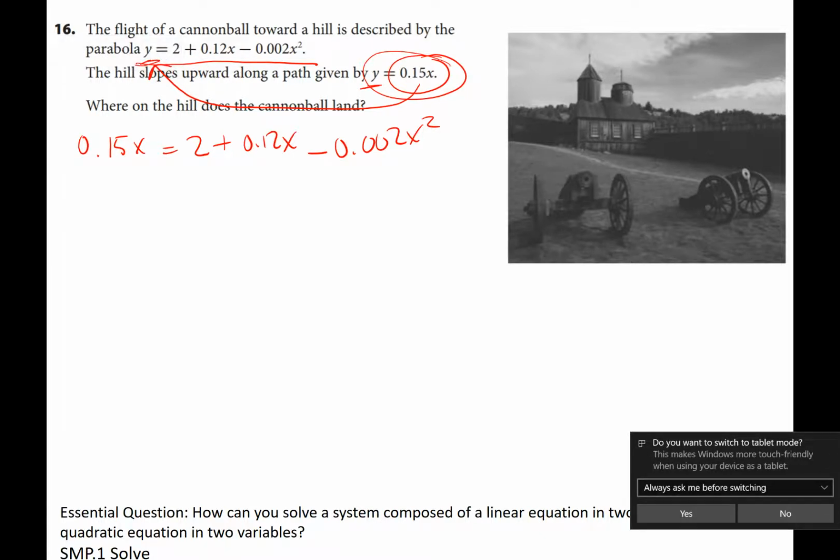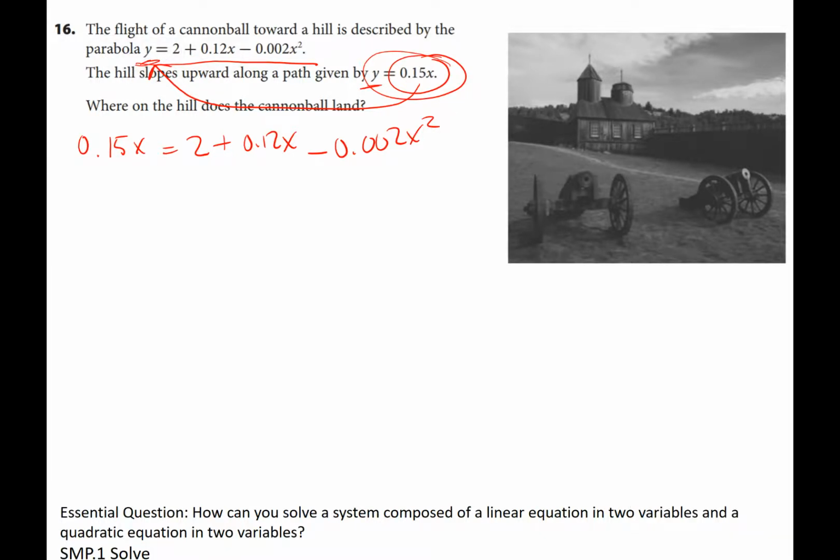Switch my tablet here. Okay. So now I want to get this to the other side, so I'm going to subtract it over. And we get 0 equals 2 minus 0.03x, oops, not plus, minus 0.002x squared. Fix that. All right, oops, sorry. Okay, we're going to go ahead and use the quadratic formula to solve it because we definitely would not factor that.